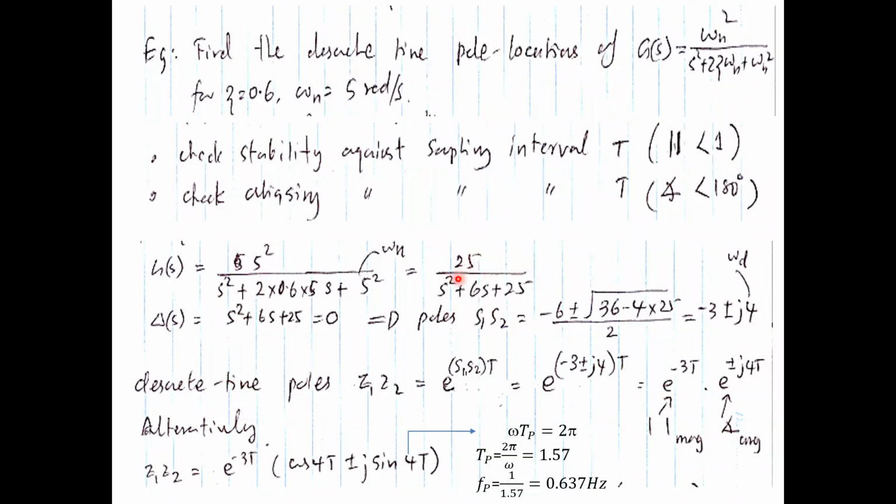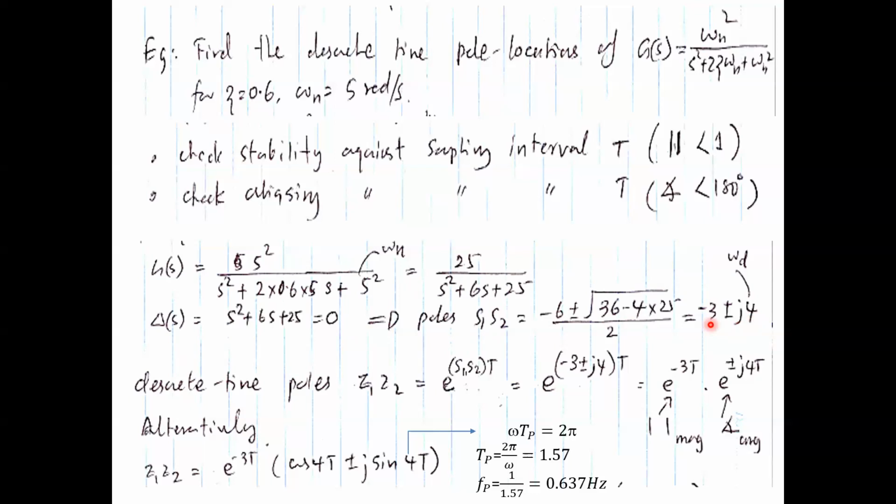That is the first part. And then pick up the denominator polynomial and set it to 0 to get the characteristic equation. And then calculate the eigenvalues of that quadratic function, and you get this one there. So it is basically -3 plus or minus j4. There you can see the natural undamped frequency, and this is the damping ratio.